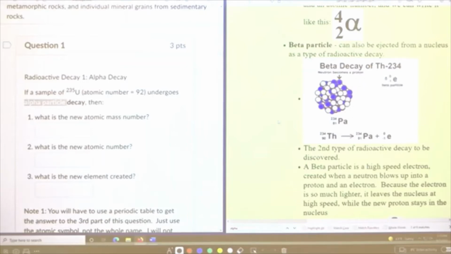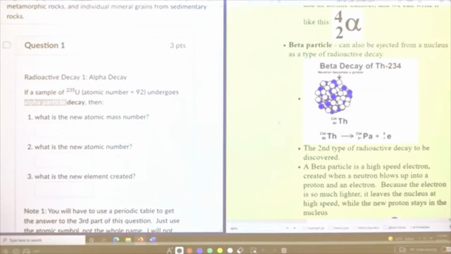And what that means is that, because a neutron is being turned into a proton, the number of protons in the nucleus increases by 1. The number of neutrons in the nucleus decreases by 1, which means there is a net zero change in the number of neutrons and protons. And remember, the number of neutrons and protons in the nucleus is called the atomic mass number.